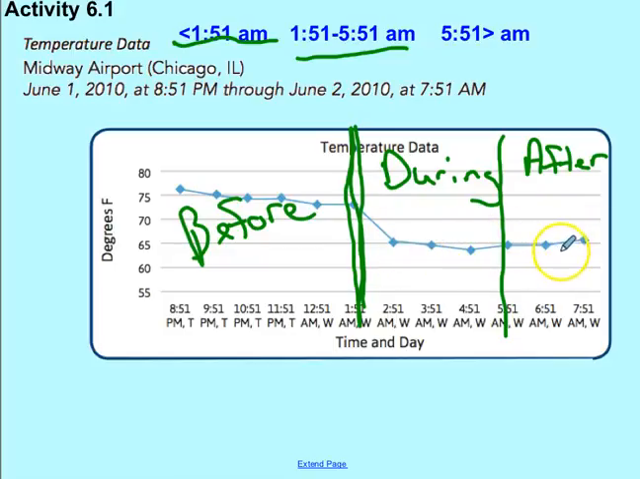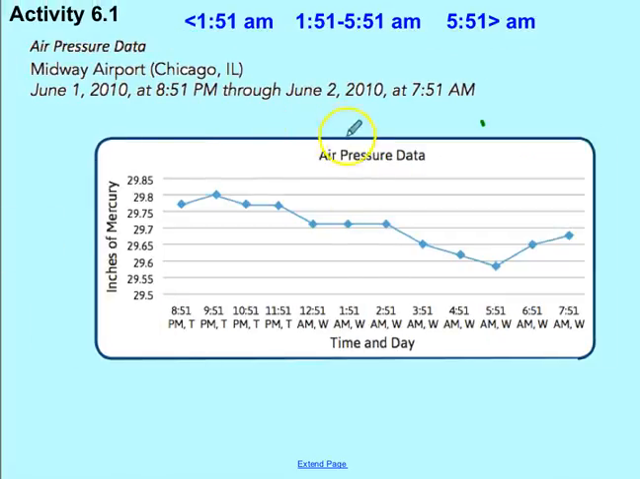So I'm looking for specific answers. And the blue team, the yellow team, the purple team, the orange team, the red team, you guys should all have very similar observations. So that is temperature. So how about air pressure data?